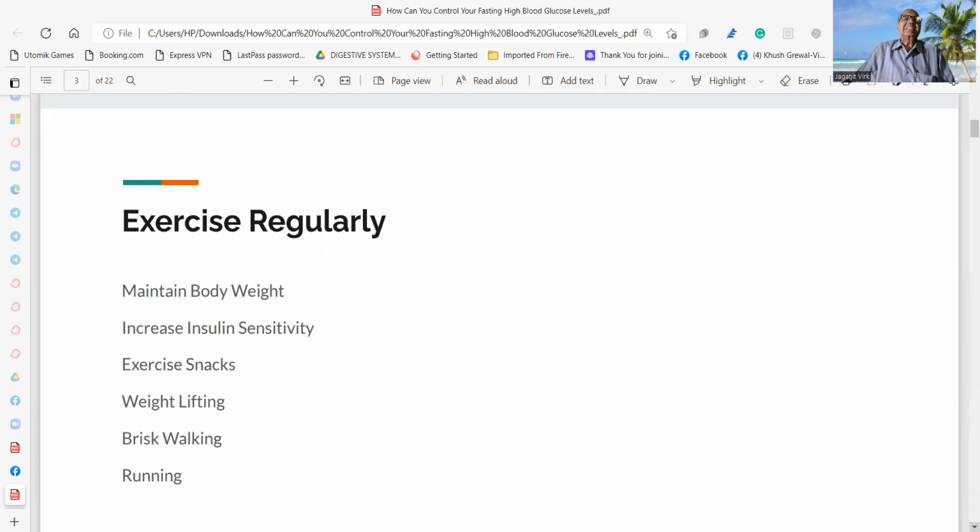You can have exercise snacks in the form of spikes of exercise, just like peak 8 exercises, when you do the exercise for a minute and take rest afterwards. You can do weight lifting, which will also involve your muscles. You can have brisk walking or running or swimming or cycling. All these exercises are helpful in maintaining your blood glucose levels.